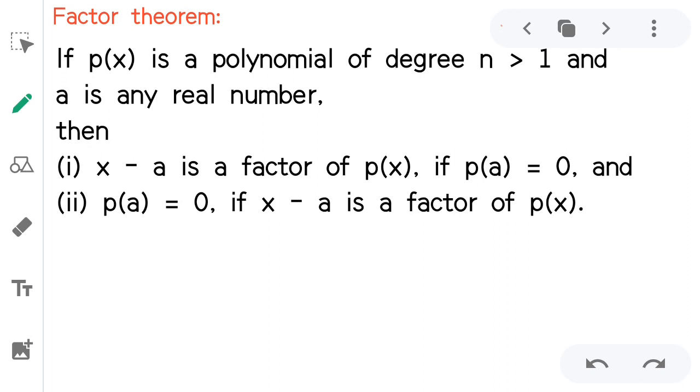And the second one is p of a equal to 0 if x minus a is a factor of p of x. So if these two conditions are satisfied, then we can say that x minus a is a factor of p of x if p of a equal to 0, and p of a equal to 0 if x minus a is a factor of p of x. Let us see in detail with an example.